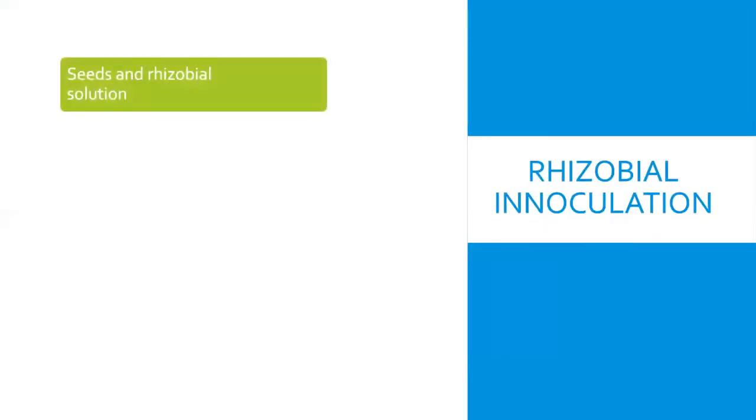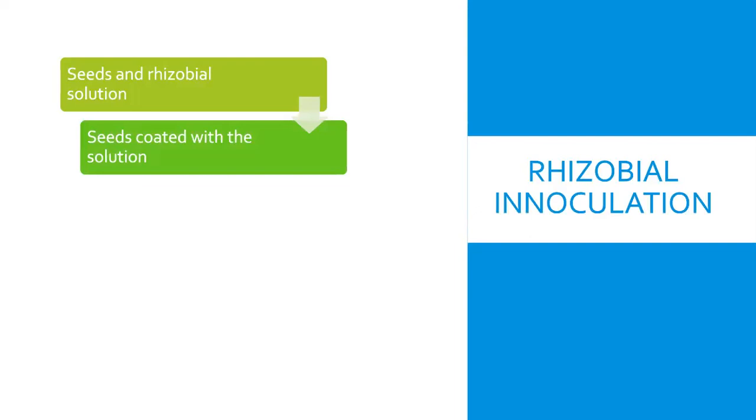What is rhizobial inoculation? That means how am I supposed to use rhizobia as an inoculation in my plant? How am I going to inoculate rhizobia into a particular plant and have it make its own nitrogen? So first, there are seeds and rhizobium solution. There are two: first is the rhizobial solution, then there are seeds. Then seeds are coated with the solution. That means we will put that solution on the seeds. They will coat that seed with the solution.